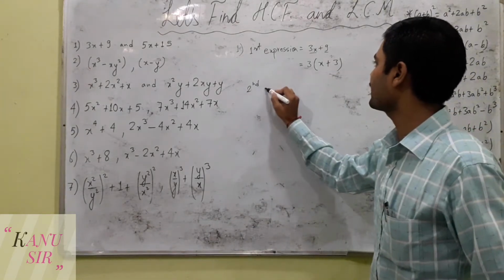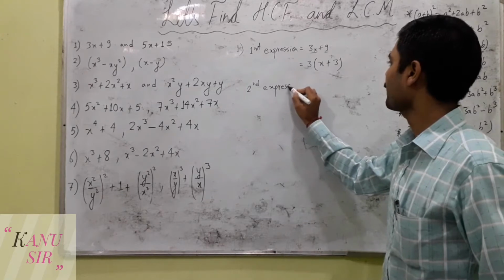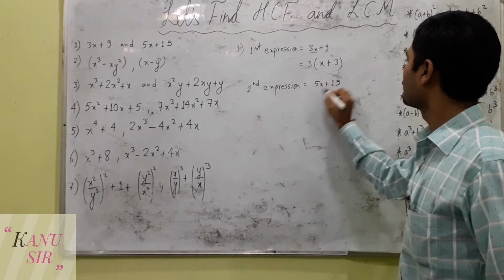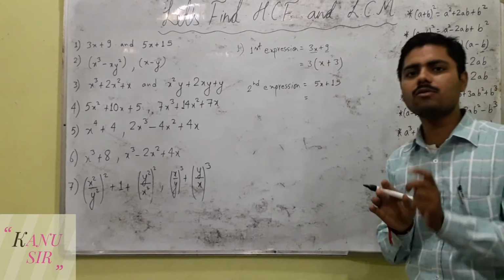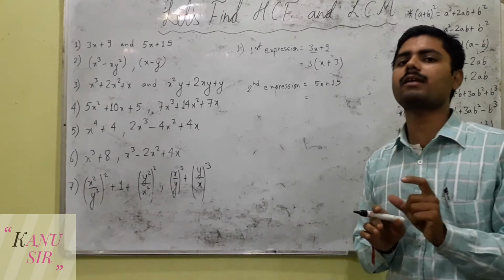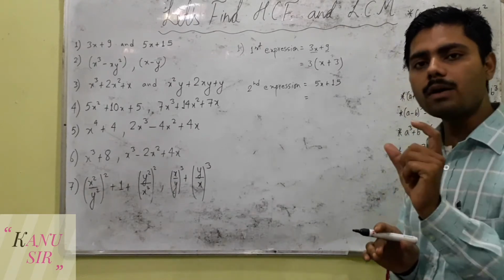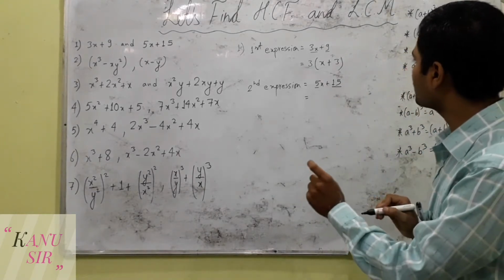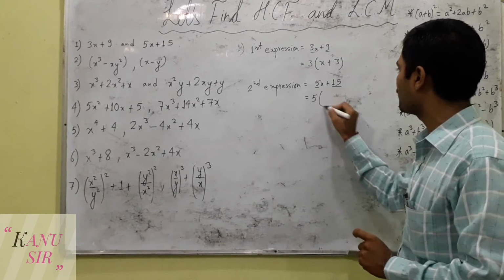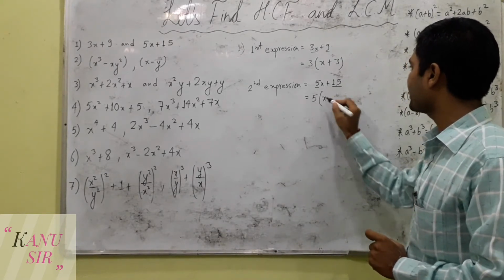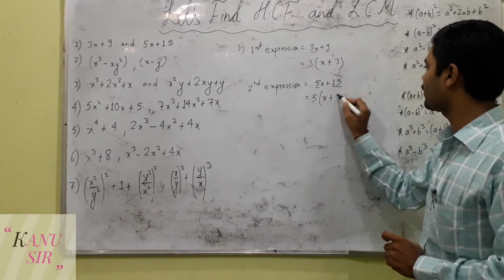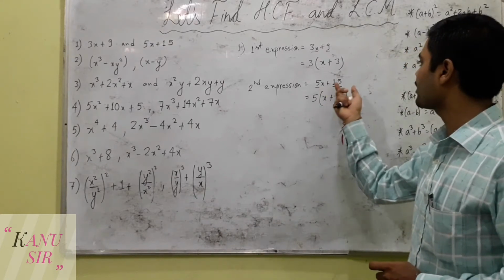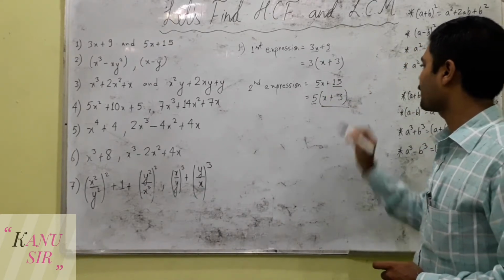Next is the second expression, that is 5x plus 15. In this example I am trying to explain the first and main rule of factorization, that is to take the common numbers if it is possible. 5 and 15 are multiples of 5, so 5 can be taken common out of 5 and 15. We'll get x left from 5x and 3 left from 15, and hence the factors of 5x plus 15 are 5 and x plus 3.